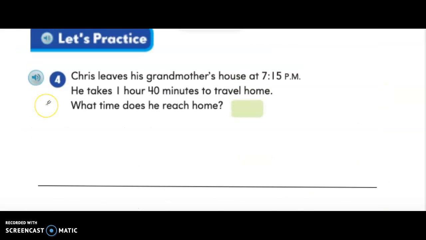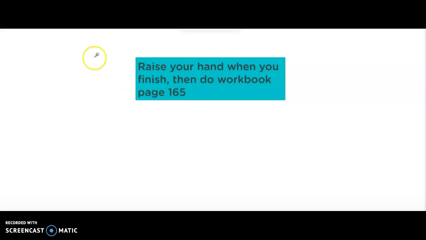Remember to raise your hand on this slide once you finish, and then you are doing workbook page 165.